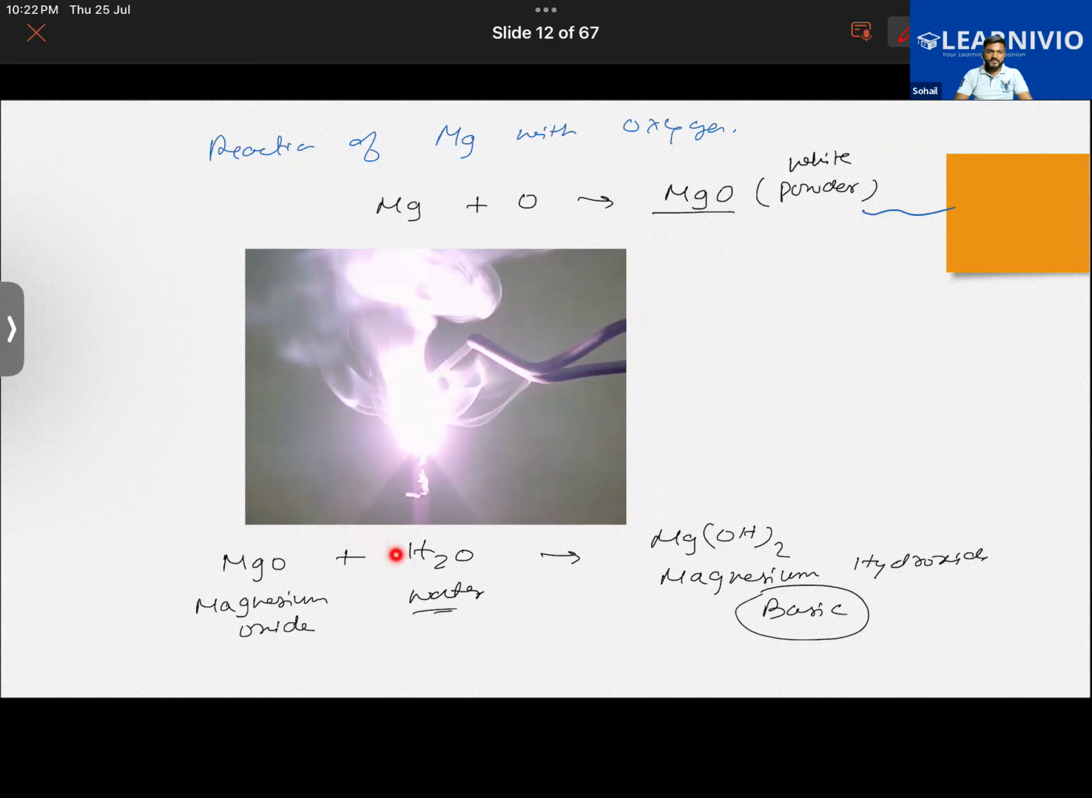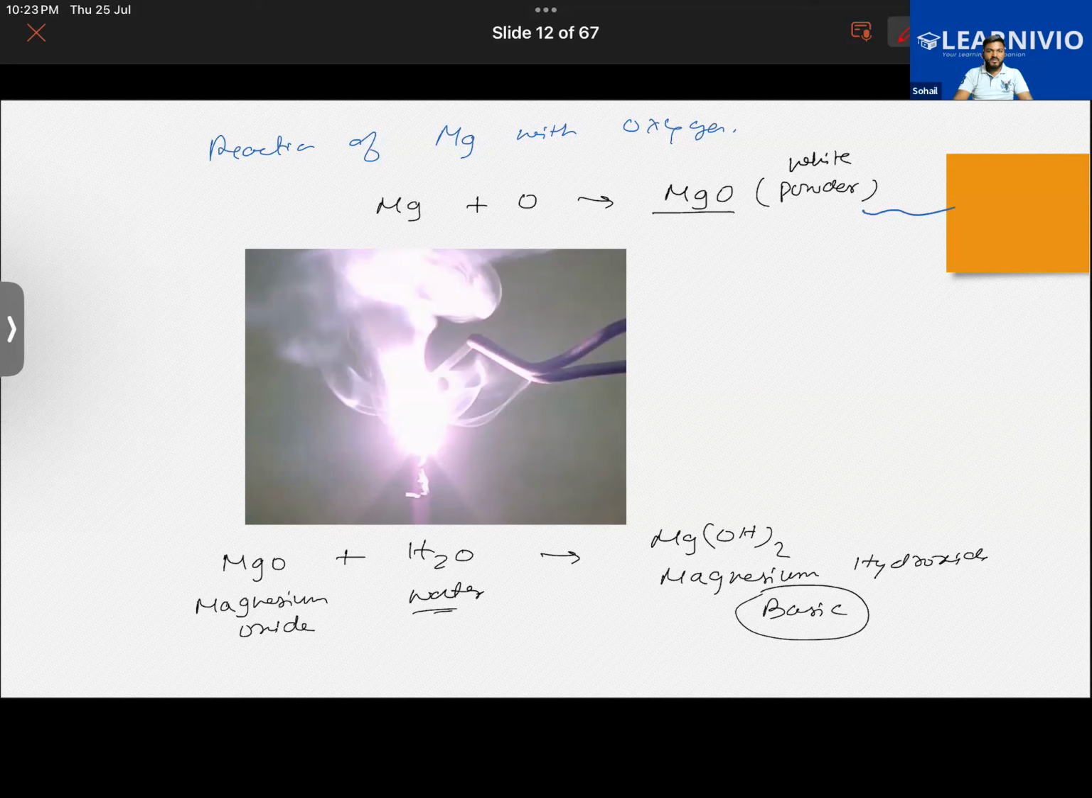Upon mixing it with water, we will obtain a product called magnesium hydroxide. You would have studied in the previous classes, in your seventh standard, that in order to check for acidity or basicity of a substance, the substance has to be in a solution form. That's why water was mixed into it. Now you have a solution of magnesium hydroxide. Upon dipping a blue litmus paper into it, what will be happening?